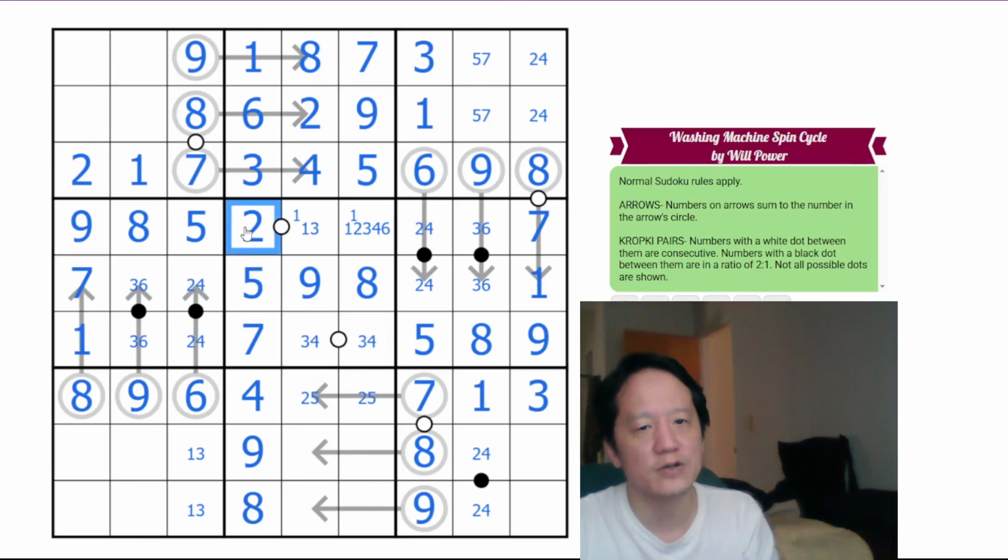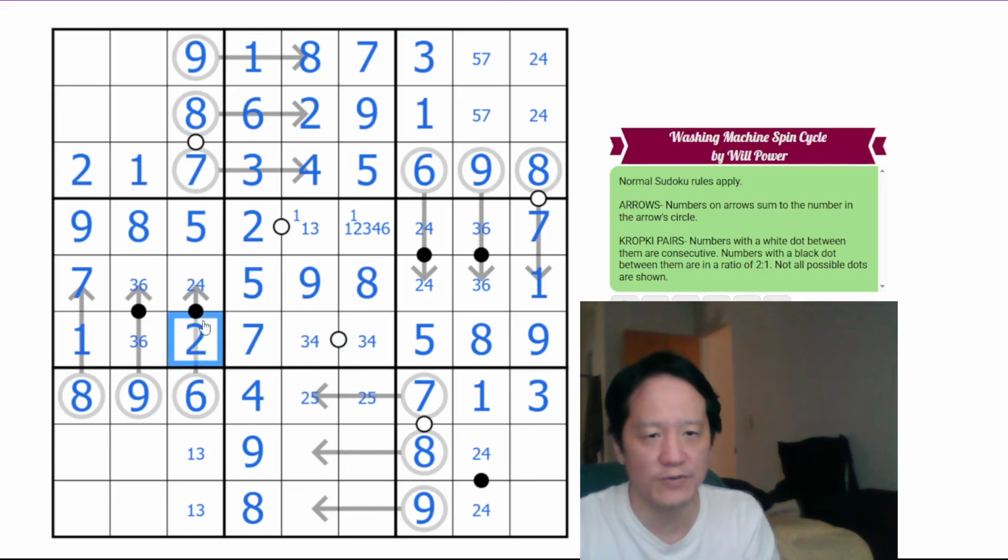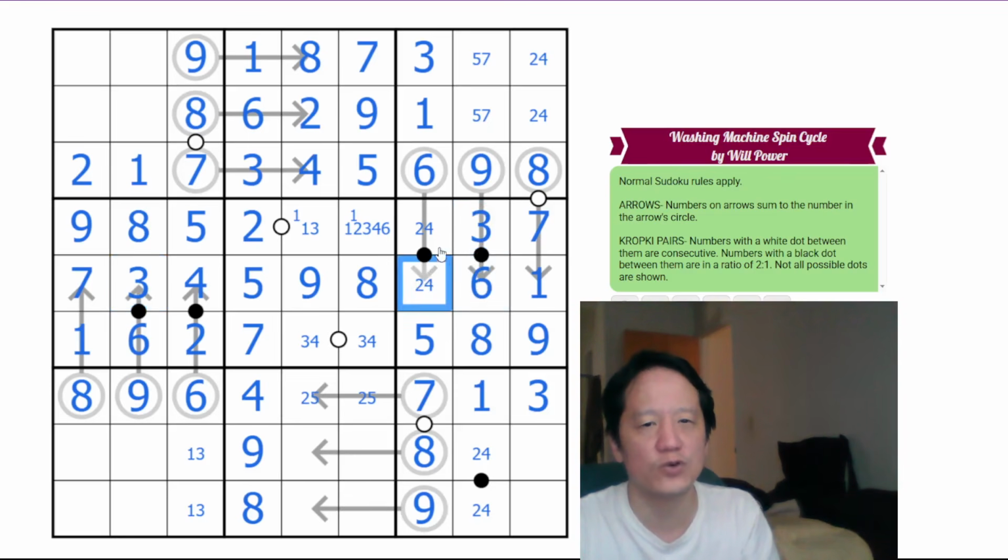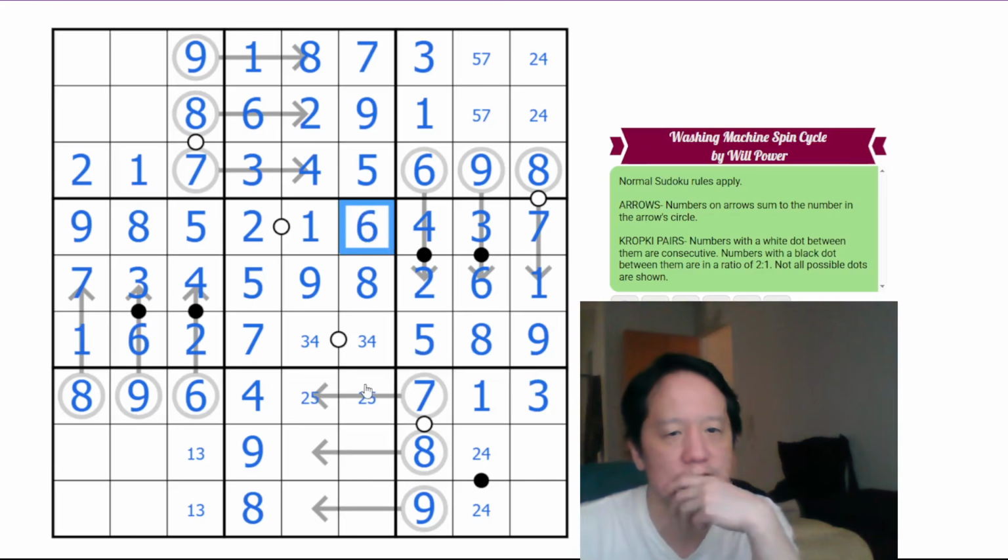And 2 can't be here, so this is 3, 4 as a pair, which eliminates 3, 4 in the rest of the row. This can't be 2, 3, it can't be 4, it's 2, which makes this 4. 3 or 4 eliminate 3 here, so it's 6 and 3. 4 eliminates 4 here, so it's 2 and 4. 3, 4 as a pair eliminates 3 here, so it's 1, which makes this a 6.